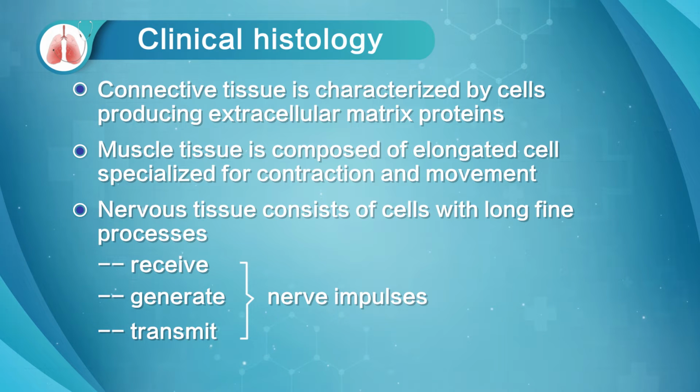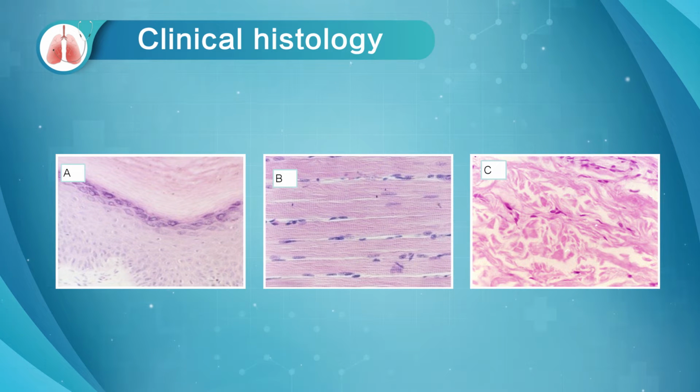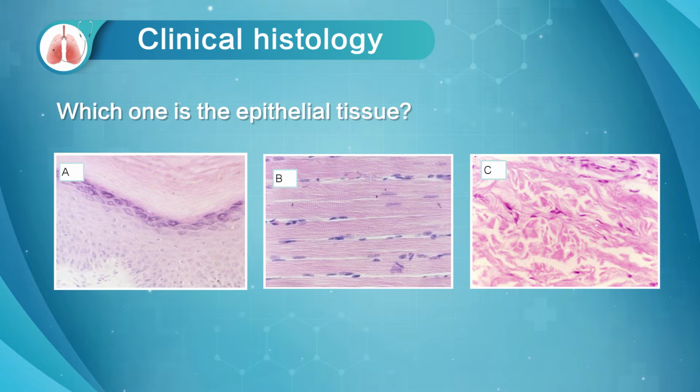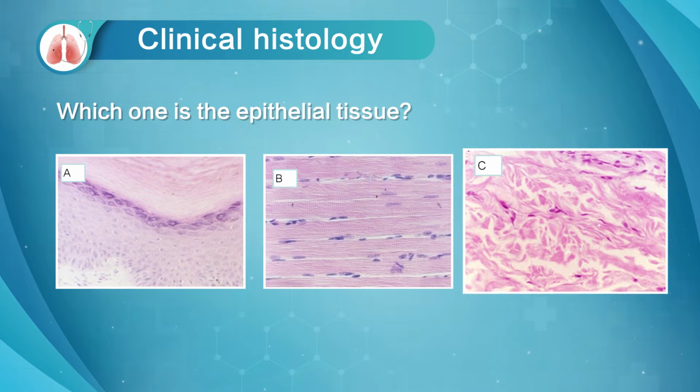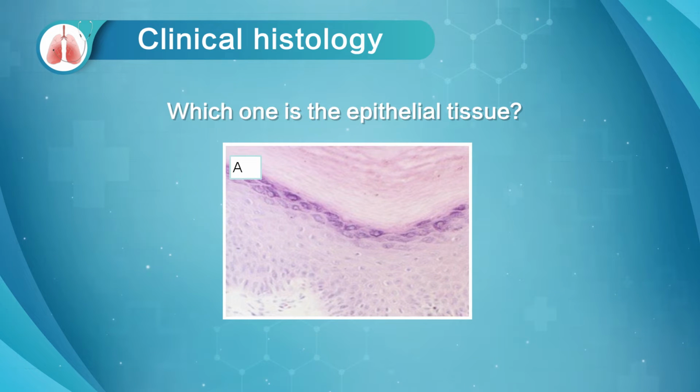Lastly, we have epithelial tissue, our focus for today. Look at this picture. Can you identify which one is epithelial tissue? Is it A, B, or C? Okay, the answer is A. Did you get it right? But why is it A? How did you identify it? To answer this question, you need to know what the unique features of epithelial tissues are.